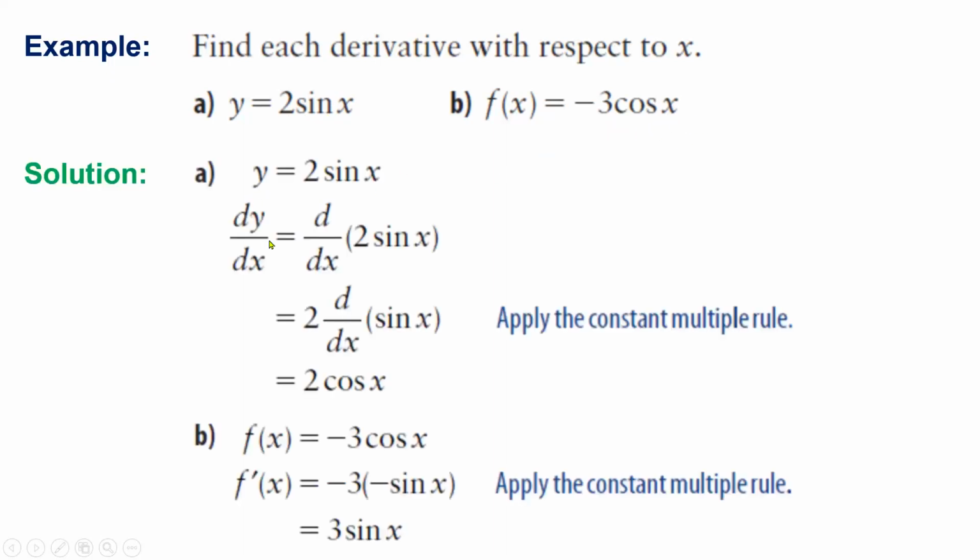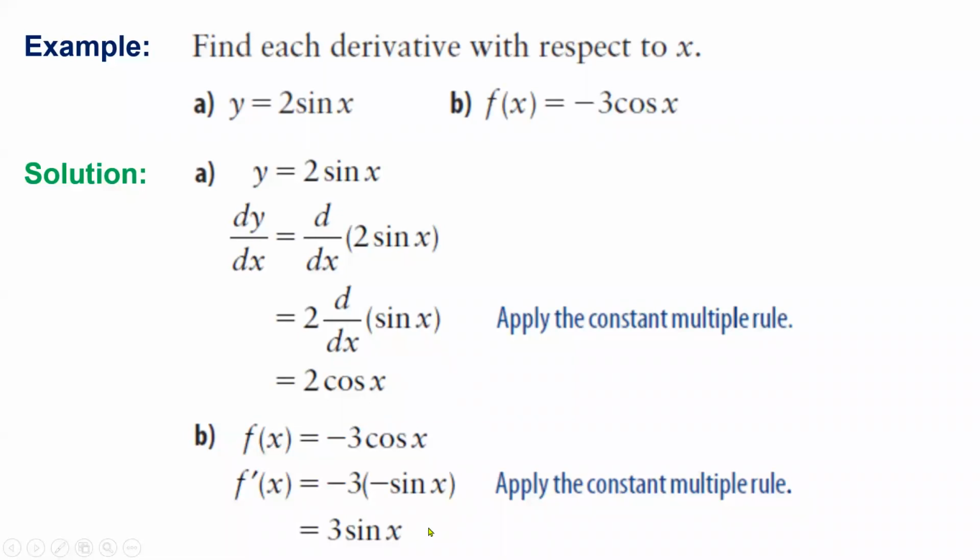Okay, so first question, dy by dx equals 2 times cosine x. So we can apply the constant multiple rule to put the constant in front, and then find the derivative of sine x with respect to x, which is cosine x, right? Second question again applies the constant multiple rule that gives us -3 times the derivative of cosine x, which is negative sine x, and that gives us 3 times sine x.